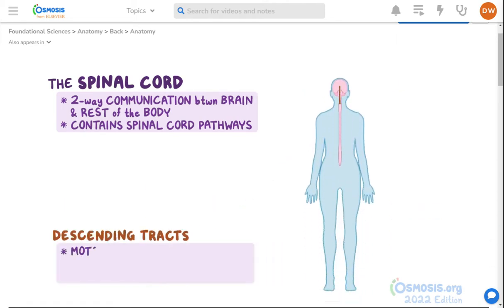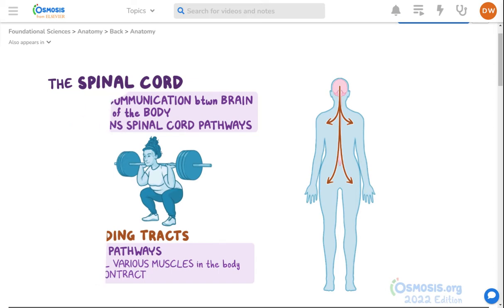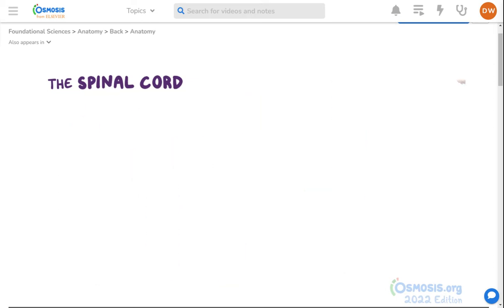The descending tracts are the motor pathways that tell various muscles in the body to contract, like when lifting a heavy weight. Now, let's start by looking at the anatomy of the spinal cord.